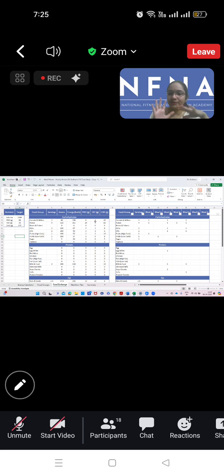So this is because this is an automated sheet. Okay, for you in your student version, it will not change automatically. You have to calculate it. Okay, so how can you calculate it? So that is from the food group.